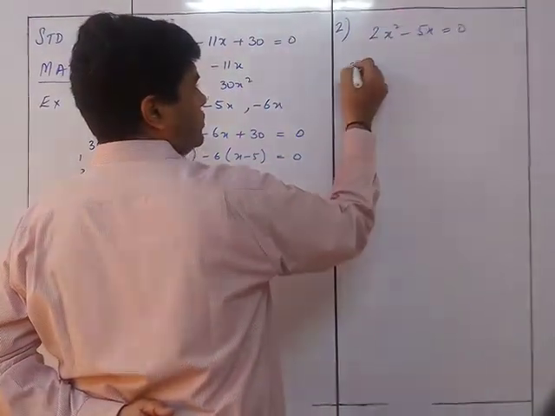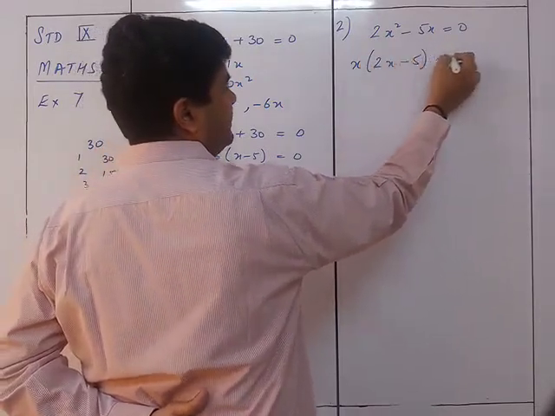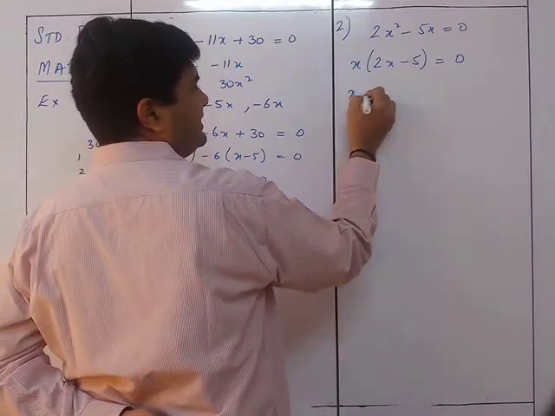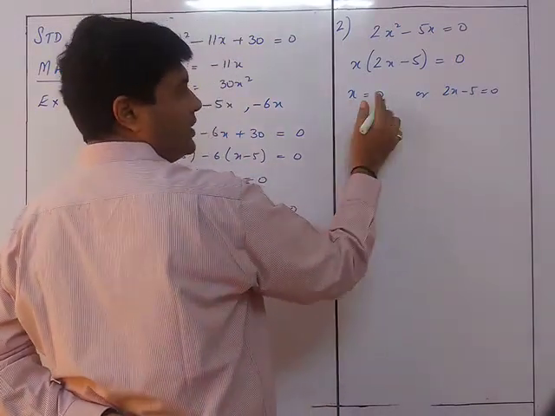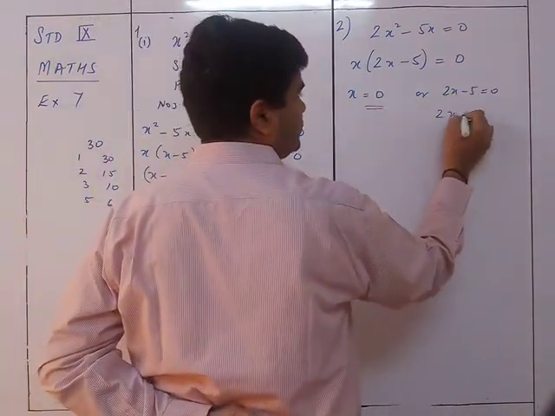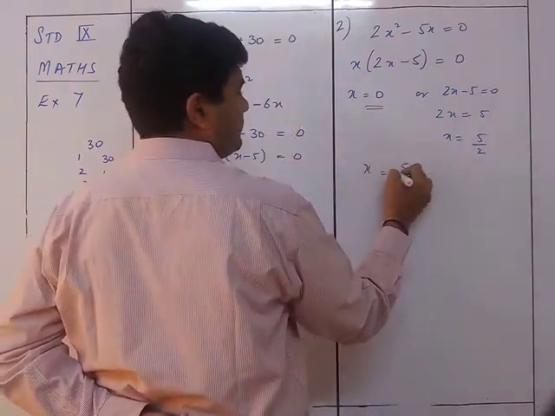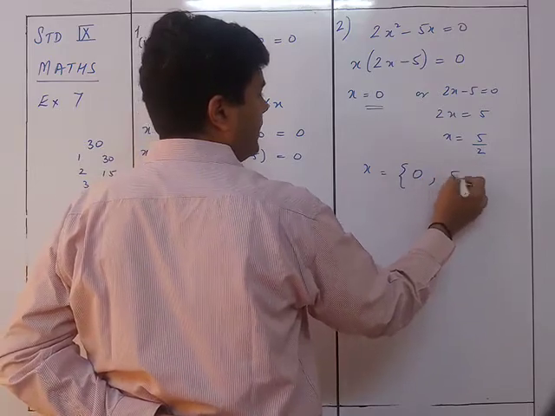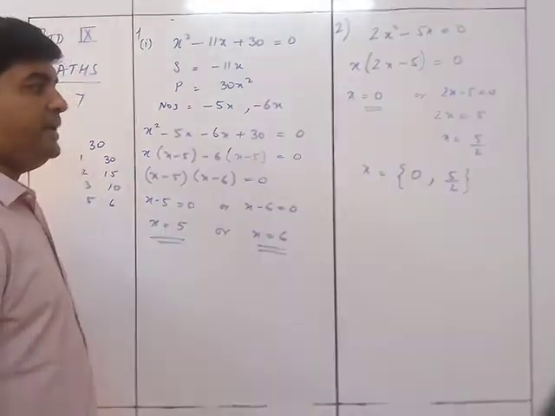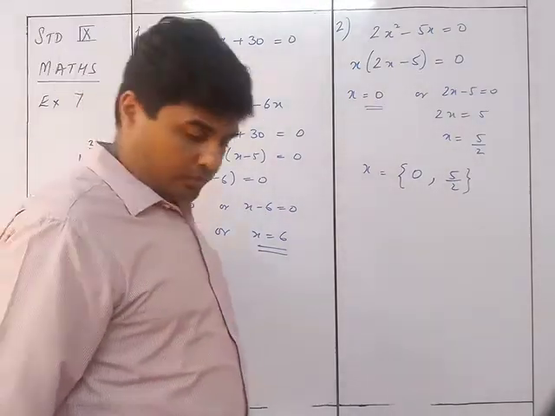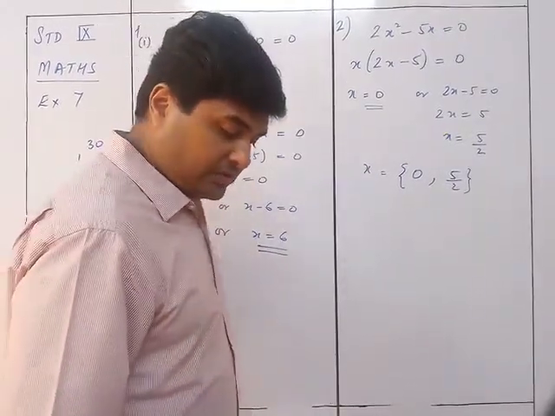Directly take the x over here. If you take x common, there will be 2x over the remaining here and minus 5 coming here, equals 0. That means either x equals 0 or 2x minus 5 equals 0. So one answer is already known to us. The other answer will be 2x equals 5, or x equals 5 upon 2. Therefore x equals 0 or 5 upon 2. Okay. So the values of x will be 0 or 5 upon 2.